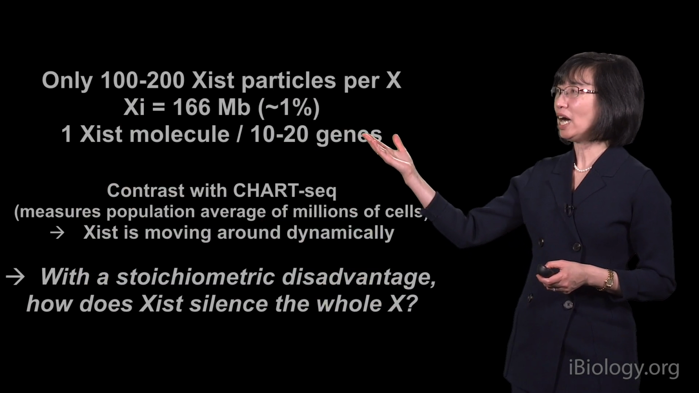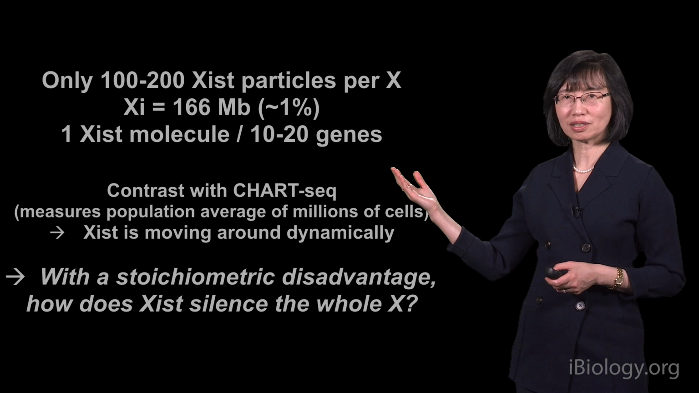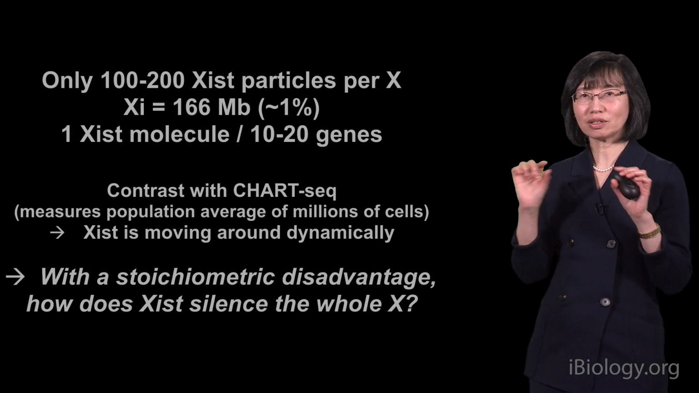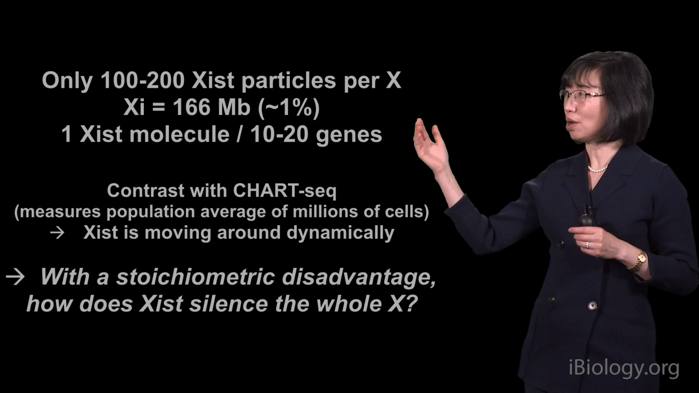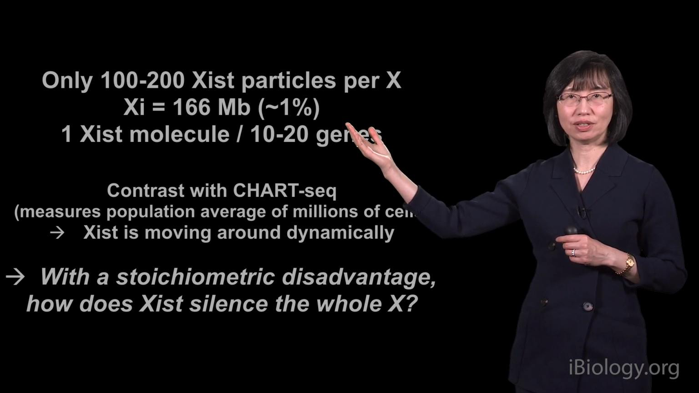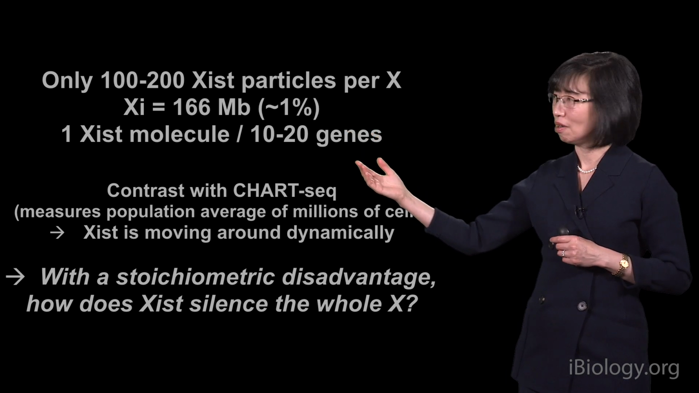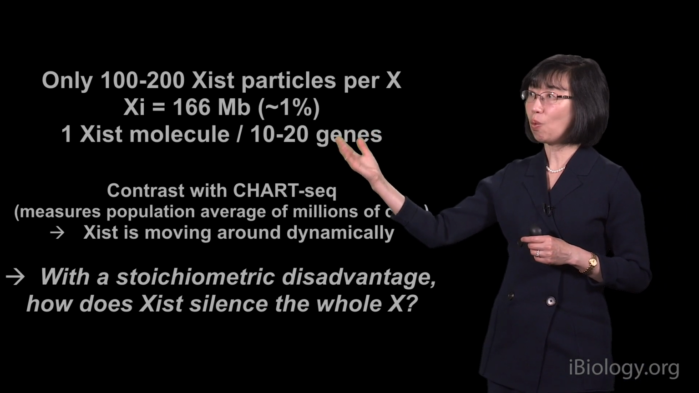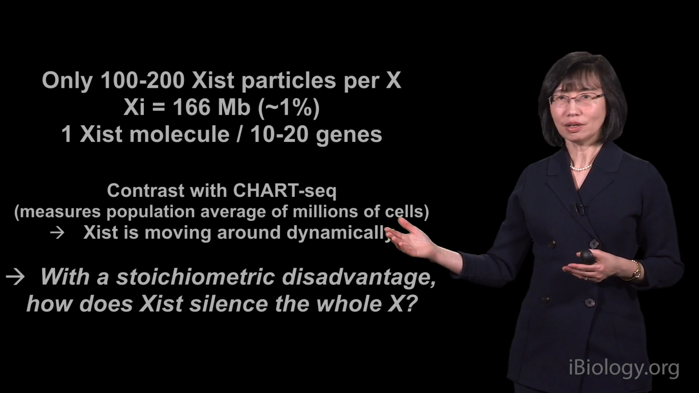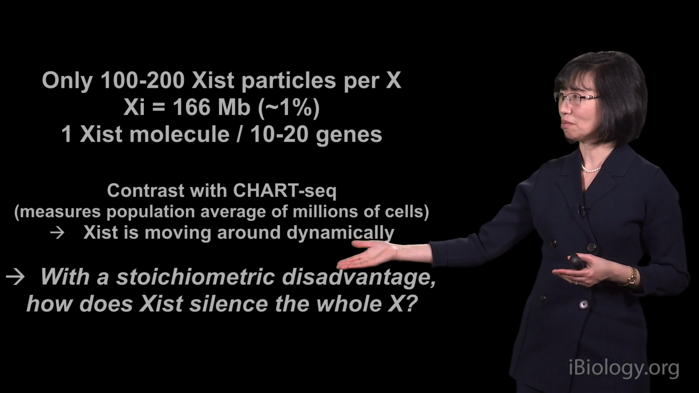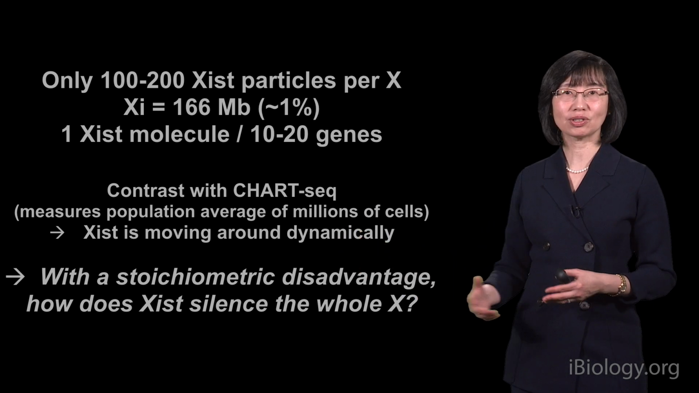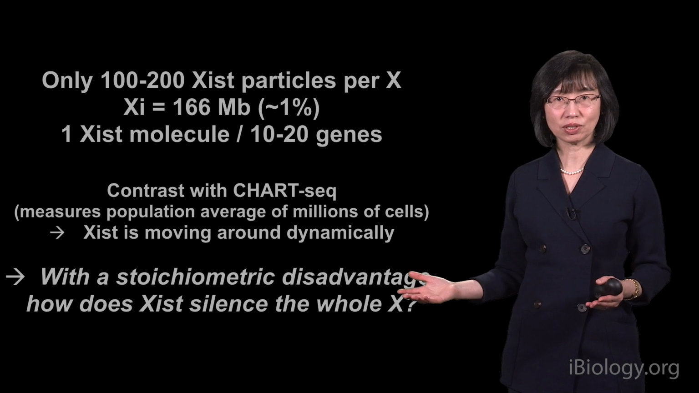So then with only 100 to 200 Xist particles on the inactive X chromosome, if we were to place the Xist particles end on end, there would only be enough Xist to cover about 1% of this 160 megabase chromosome. Or put differently, there's only 1 Xist molecule for every 10 to 20 genes. So that raises this question, because Xist is at a stoichiometric disadvantage, how does it actually silence an entire chromosome?